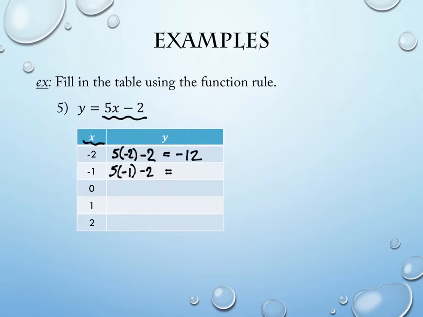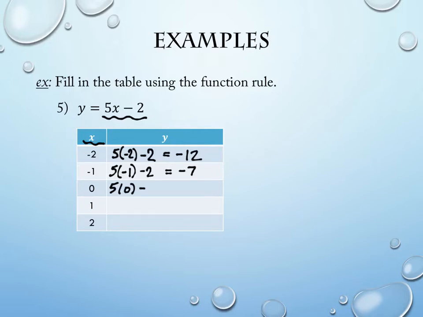There's also some features in some of the scientific calculators and the graphing calculators that allow you to put them all in at once. So we're not going to do this forever, just for the moment. All right, so if we do 5 times negative 1 minus 2, what are we going to get? Negative 7. The next one's 0.